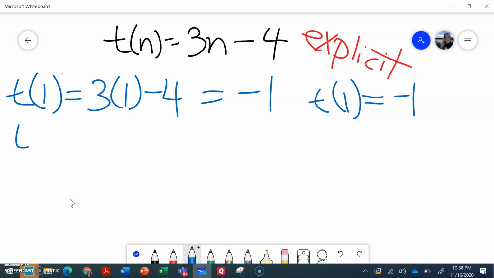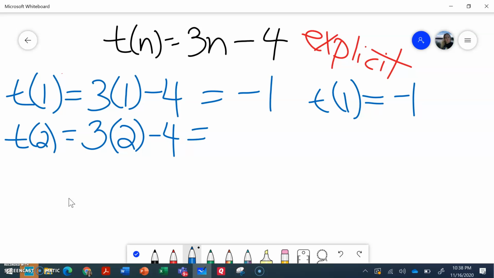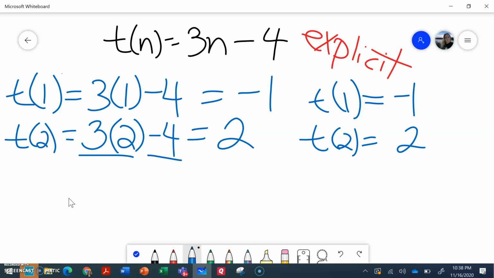Let's do the first 4. So let's do t of 2 now. In that case, 3 times, instead of 1, it's 2, because we're going to replace n with 2, minus 4, which is, let's see, 3 times 2 is 6. 6 minus 4 is 2. So t of 2 is equal to 2.